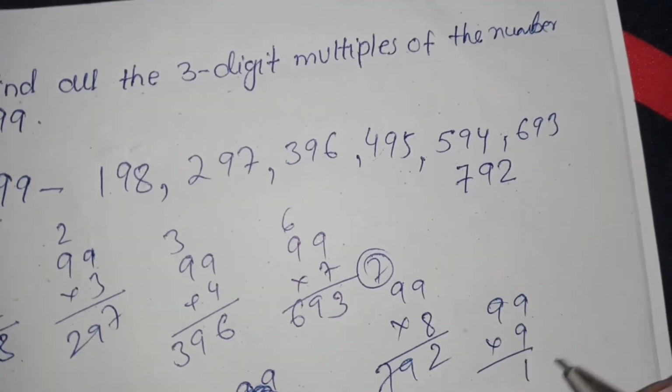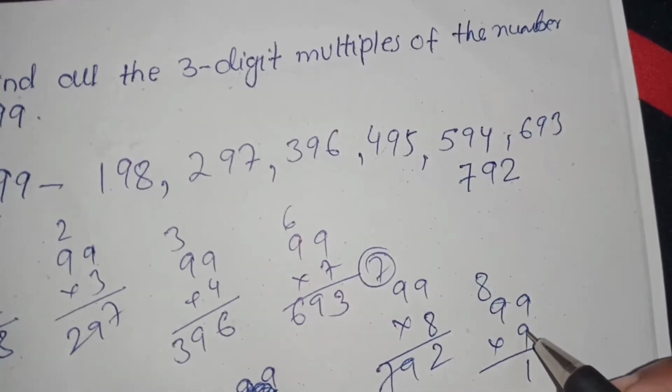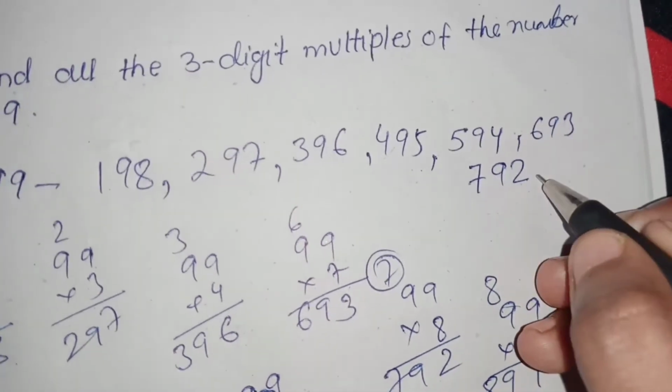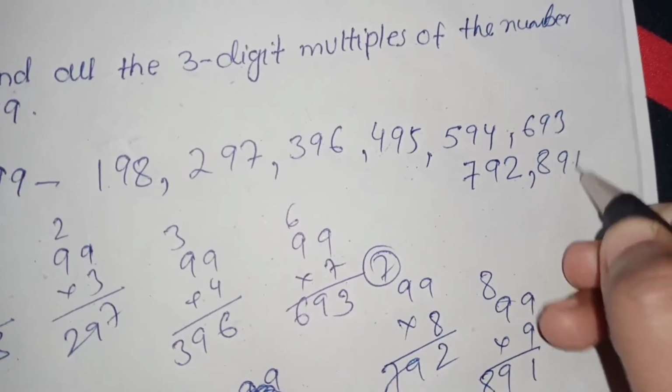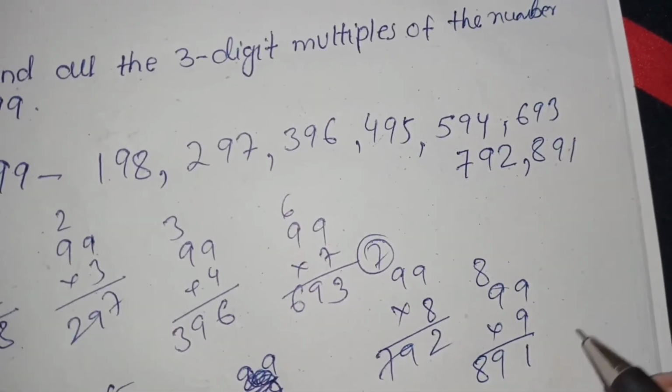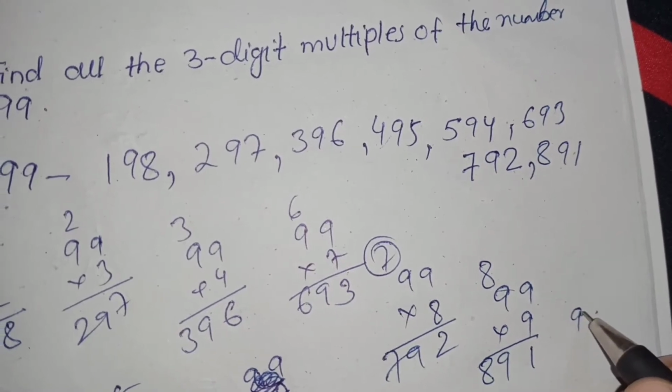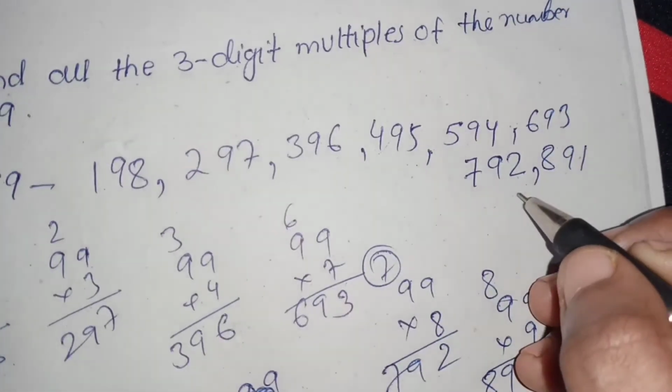Now 99 into 9. 9 nines are 81, 1 here, 8 carry. 9 nines are 81 plus 8 is what? 89. So again we got 891. Now let's check for 10. So 99 into 10 is very easy. 99 into 10 will be what? We can write here easily.